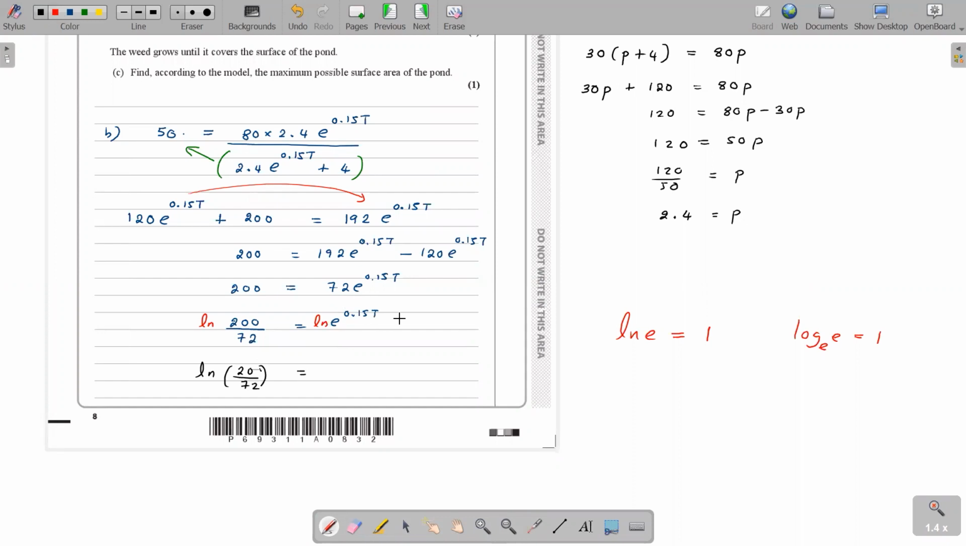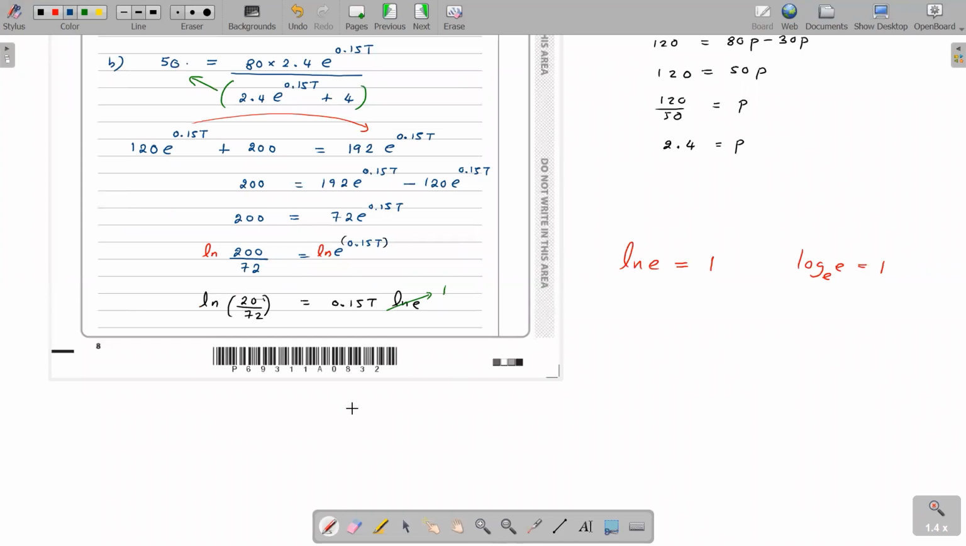When you have a power inside the logarithm, the power comes to the front. So I get here 0.15 t comes forward, and you get here ln e. Do you see the 0.15 t comes in front? So ln e becomes 1. So now can't you make t the subject quite easily? So t equals 1 over 0.15 ln 20 over 7.